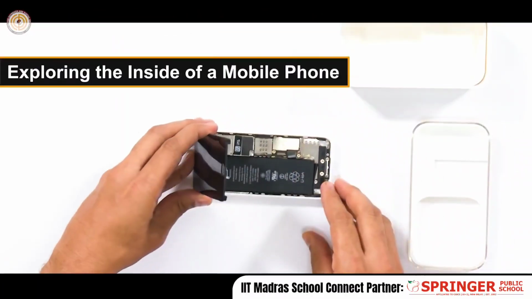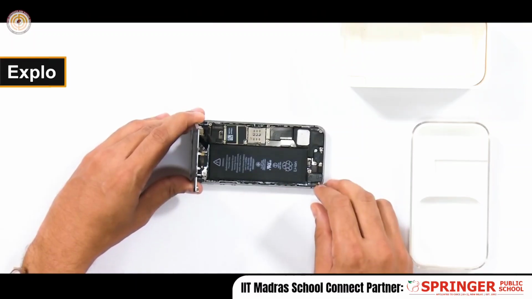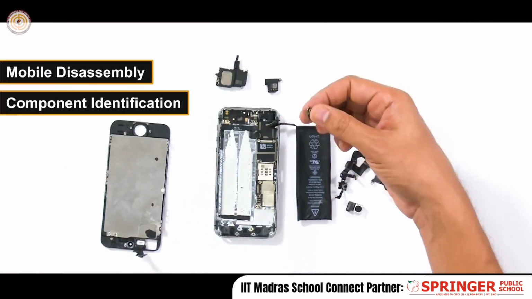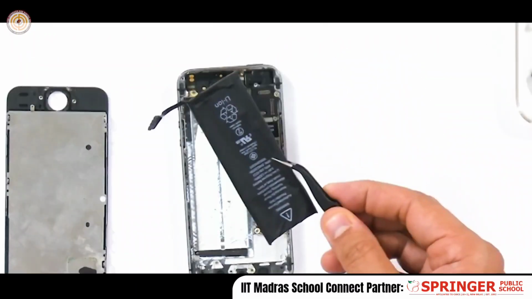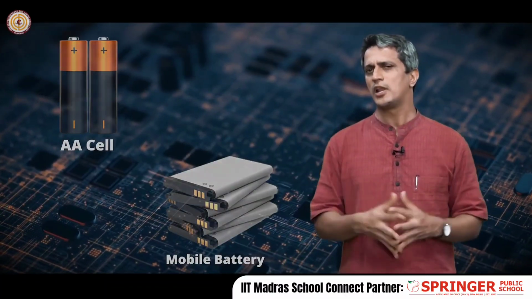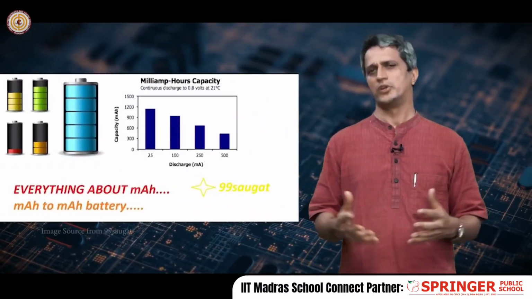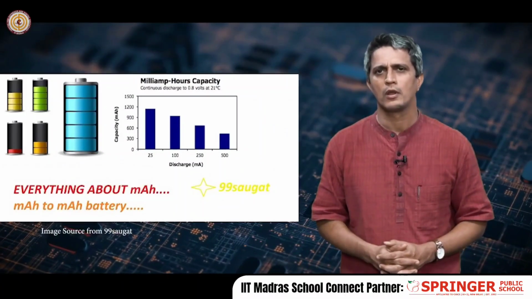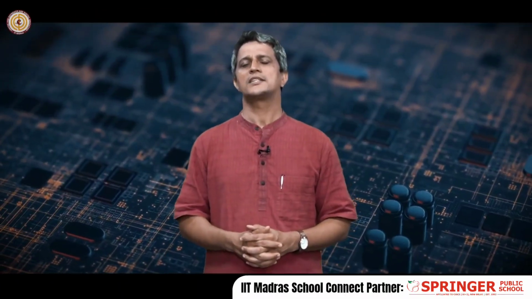We open up a mobile and we show you what is in there. Then we look at it part by part, and then we get into the heart or the life of this mobile, which is controlled by the battery. When you talk about a battery, you always find a certain kind of rating written out there. Whether it's a small AA cell or a mobile battery, it's all similarly rated in terms of milliamp hours. Now what is this milliamp hour? Why did they choose milliamp hour as a rating for a battery? Again, we are going to study that in great detail.